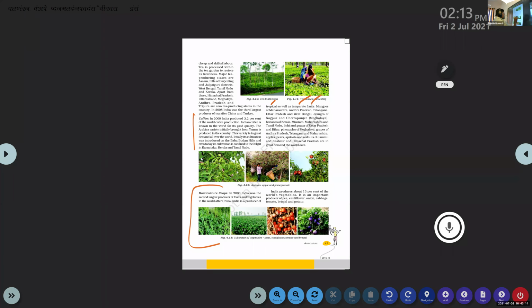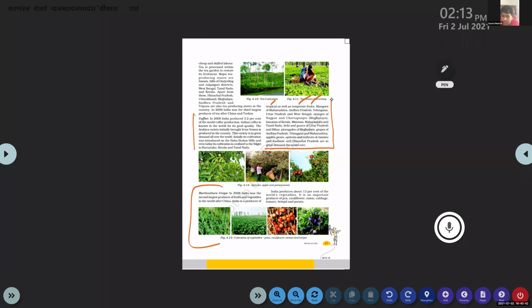So these are the major fruit producing regions in our country. Underline that. You make a list of that and learn it. Mangoes of Maharashtra, Andhra Pradesh, Telangana, Uttar Pradesh and West Bengal. So what are the major mango producing states? Maharashtra, Andhra Pradesh, Telangana, Uttar Pradesh and West Bengal. Clear? So make a list of that and learn it.